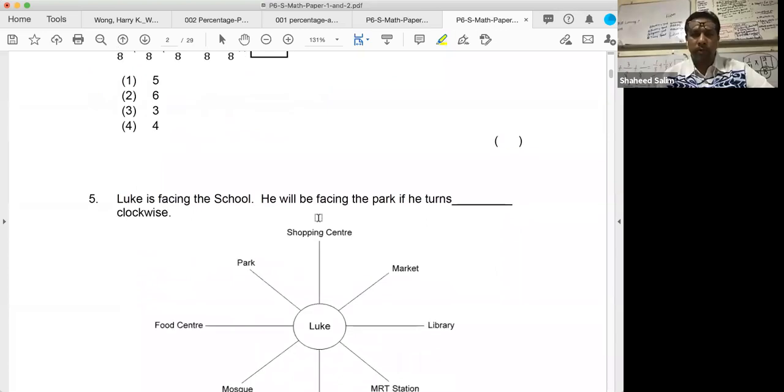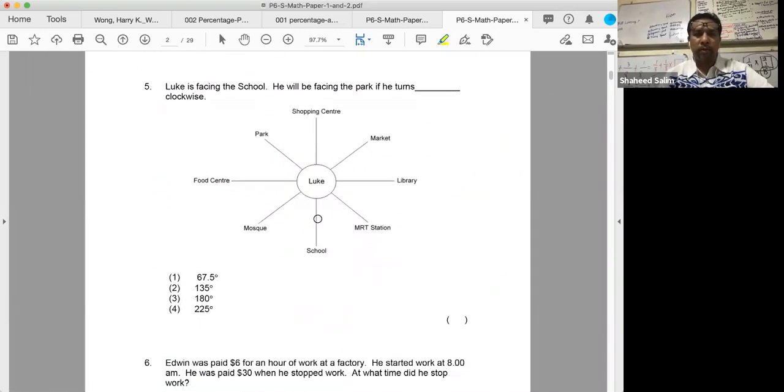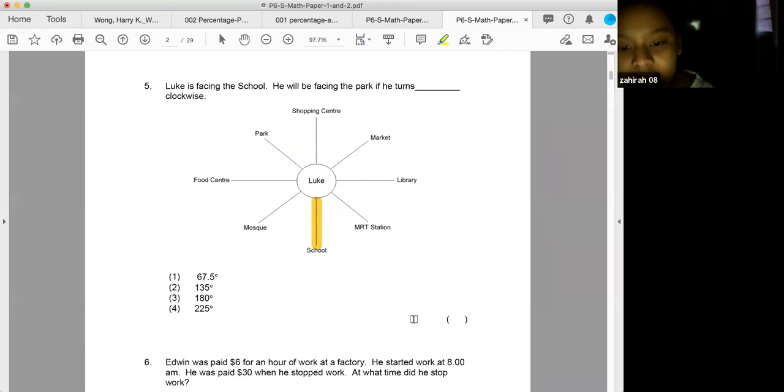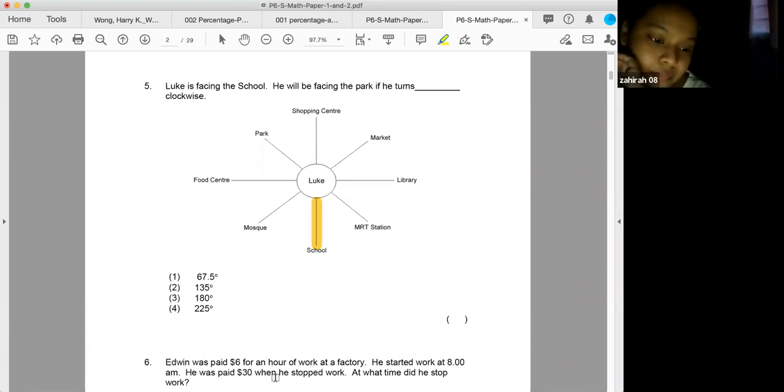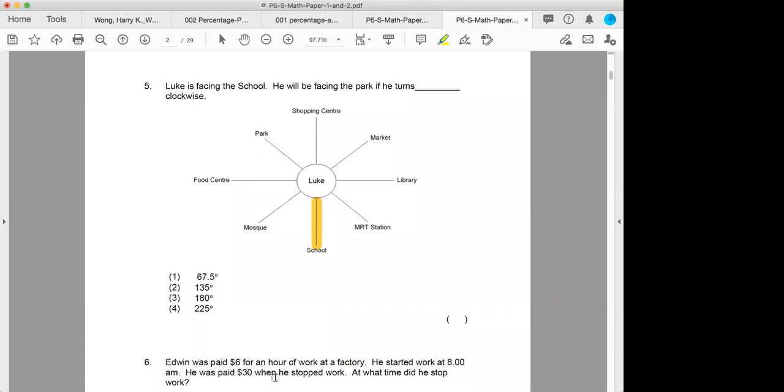Let us see now. Okay, we try this one. Luke. Luke is facing the school here. 135 degrees, says Zahira, saying that this is the answer. What about the rest? Rahana?